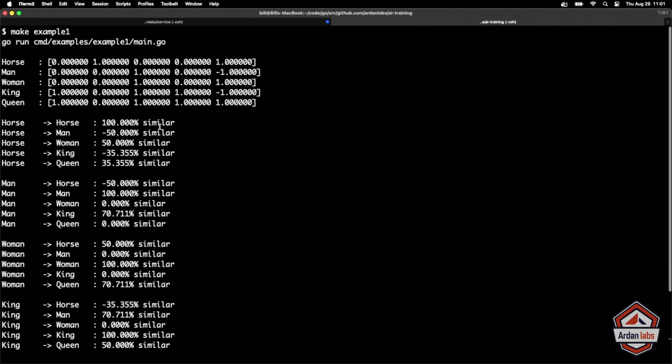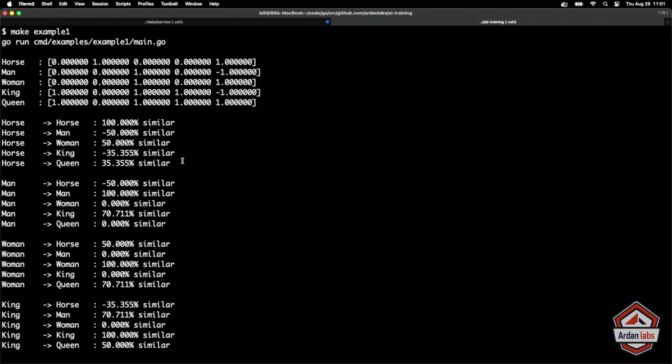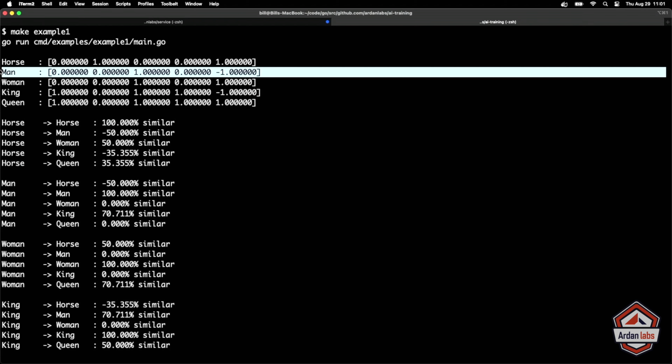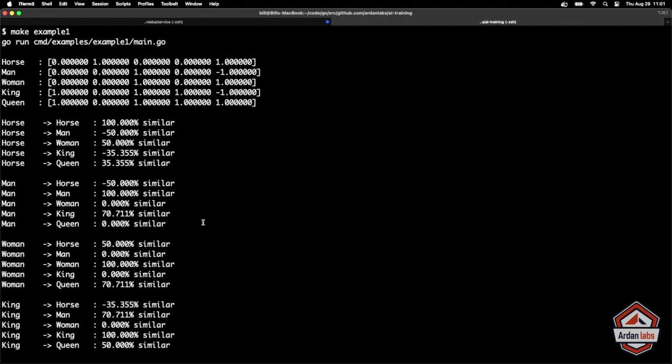Now, let's take a look at this, right? We expect a horse compared to a horse to be 100%. But if you look at horse compared to a man, we have a minus 50% similarity. And okay, that's fine. I mean, that means that a horse and a man is pretty far off. Now, because our data set is so small, when we try to compare horse and woman, we get a 50% similarity. And that's only because our horse is female and the woman is female. I mean, that's it. So you could see here that only having 5 data points really doesn't accurately describe the similarity of things.